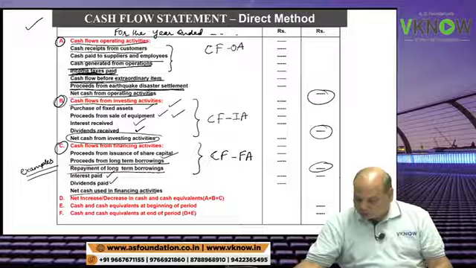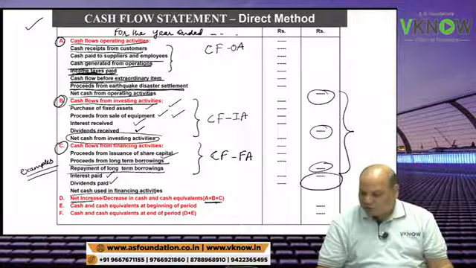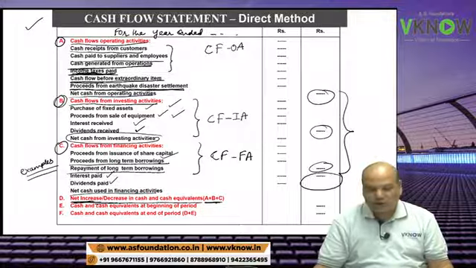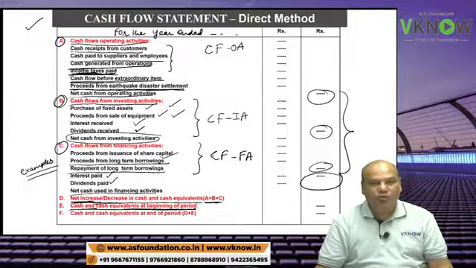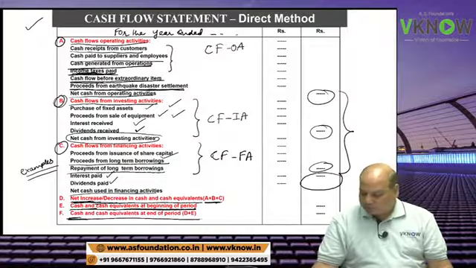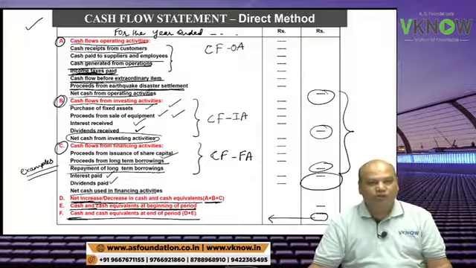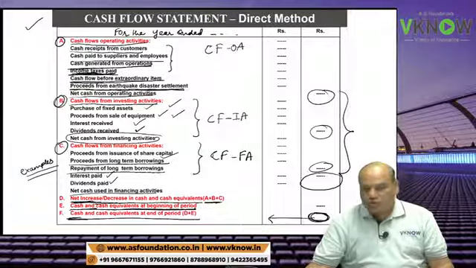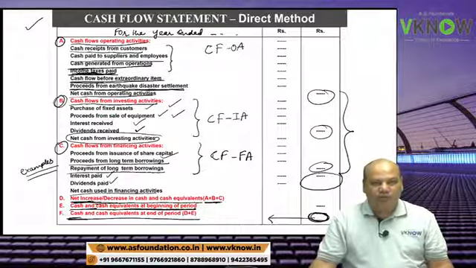After that, you will take the total. The total of A plus B plus C is called net decrease or increase in cash and cash equivalent. Add opening cash and cash equivalent at the beginning, the opening balance. You will get cash and cash equivalent at the end of the period. This is your final figure. If the closing balance sheet is given, this total should match your closing balance sheet cash and cash equivalent. If it does not match, then something is wrong.